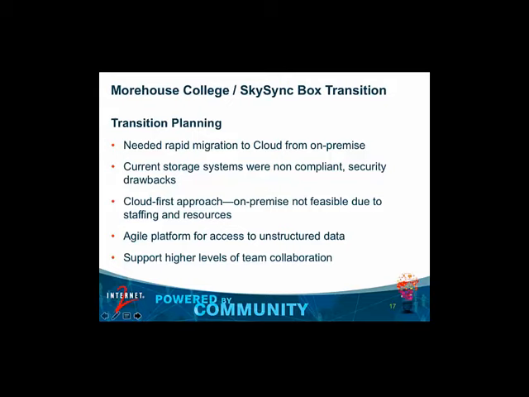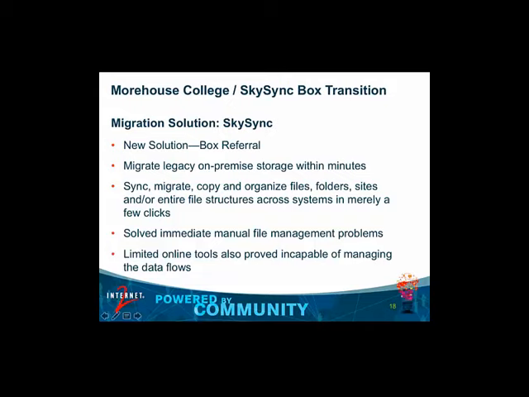The next slide is the transition planning. The need for a rapid migration was addressed. One of the issues that we had was trying to transfer the data over the network, and we just thought that would work. For a variety of different reasons, and the laws of physics, that wasn't going well. So one of the things that we had to do was take the data, transfer it to encrypted drives, and then ship them back to box.com.